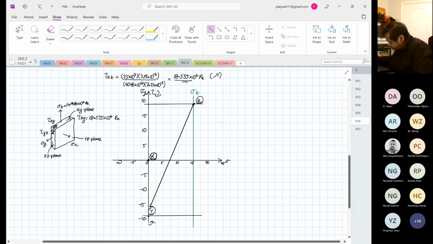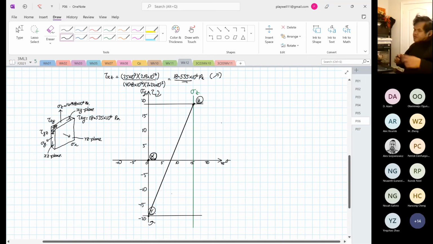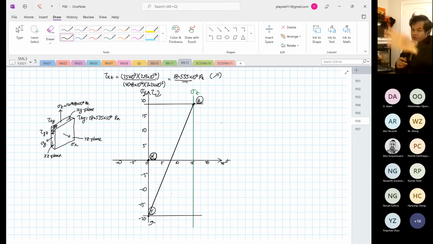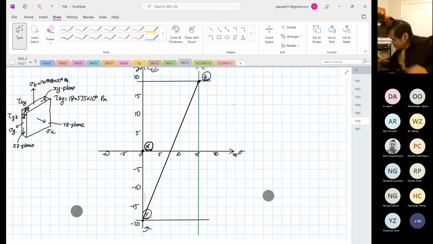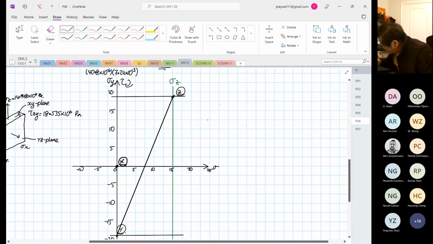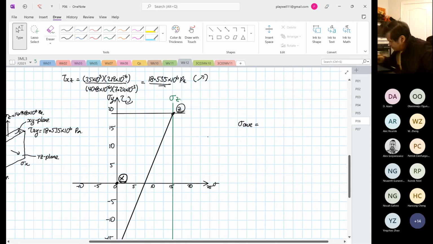Right. Now we cannot just rely. Remember the previous stress state, we can just say, okay, why not we use the normal stress in the Z direction, choose a material, fine. This one you cannot anymore. Why? Okay, because we're going to calculate our principal stress. So the stress average is equal to 18.535.